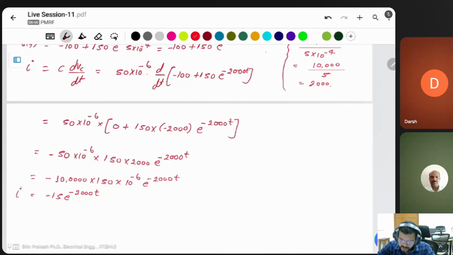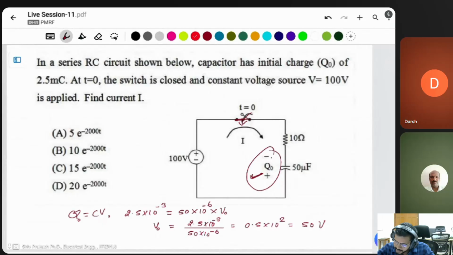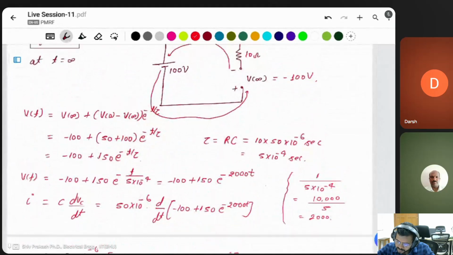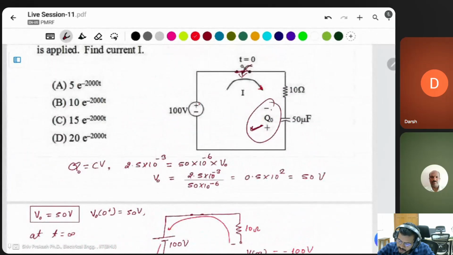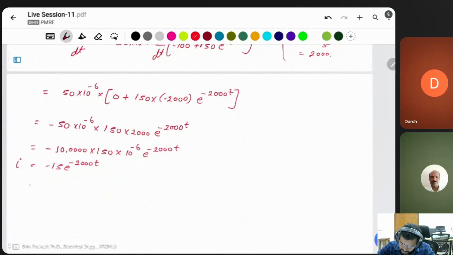This will be a current, but here the current direction will be opposite of this one. So we will get in this voltage equation, actually the voltage is there, the current is flowing like that of the capacitor. Here the polarity is given as reverse, that's why the actual current of the capacitor is plus 15 e to the power of minus 2000 t ampere, which is given in the option.